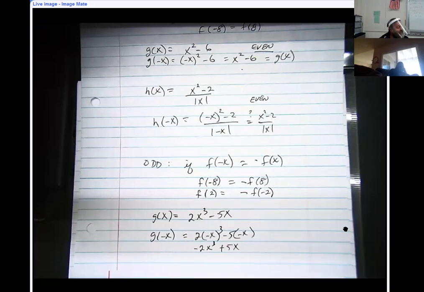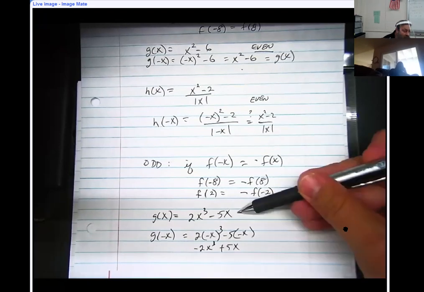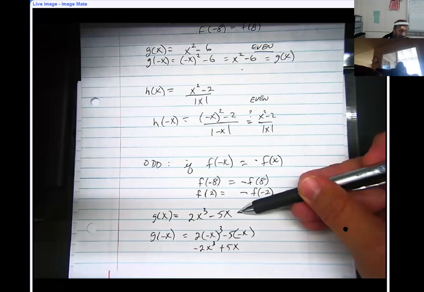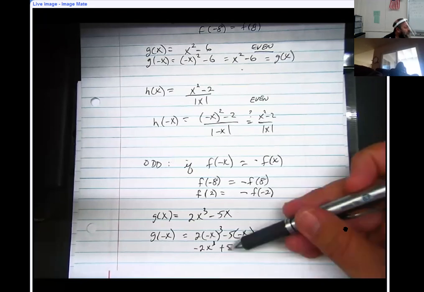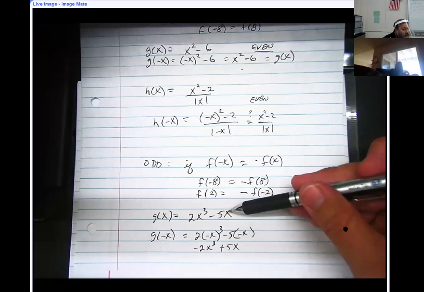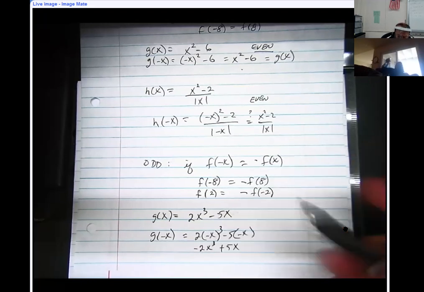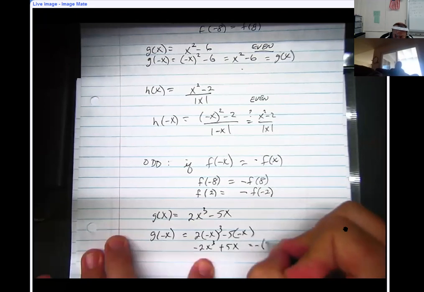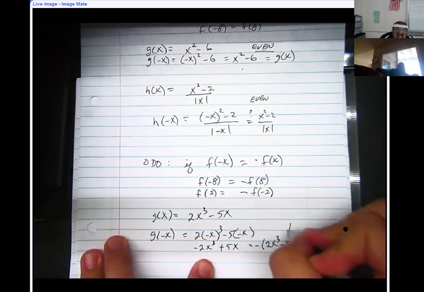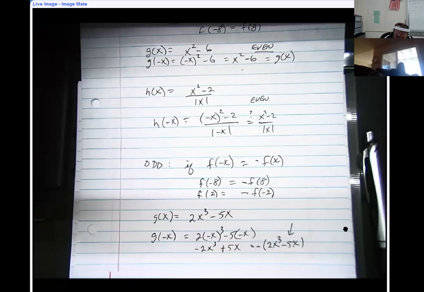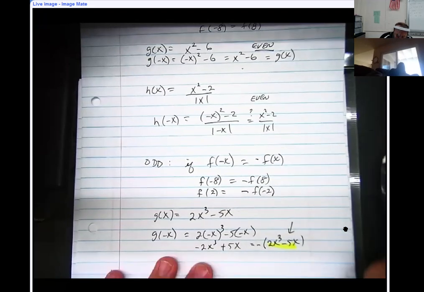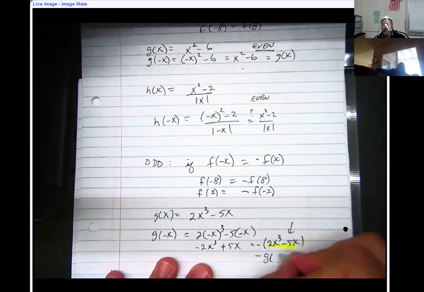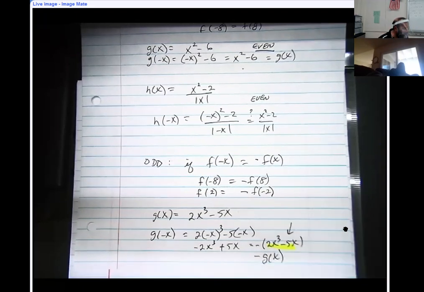Now look up here. Is that identical to where I started? That is not the original function, is it? Is it the opposite of the original function? Look critically. See, if I factored out a -1, I would be left with 2x cubed and a negative 5x. What is this thing right here? That's the original function. That is the opposite of g of x. So that makes it work. That actually totally works. This is what makes something an odd function.